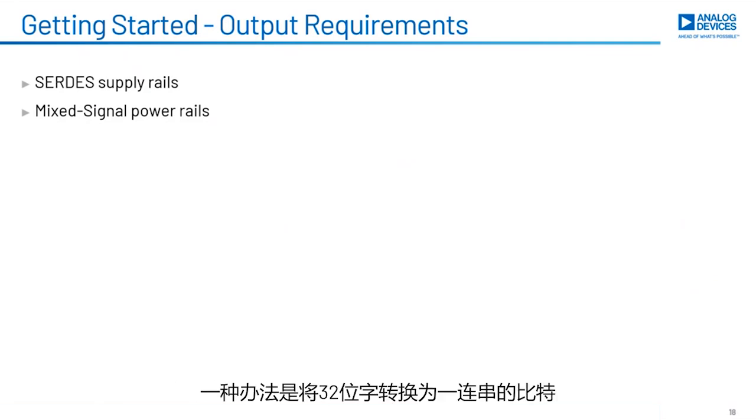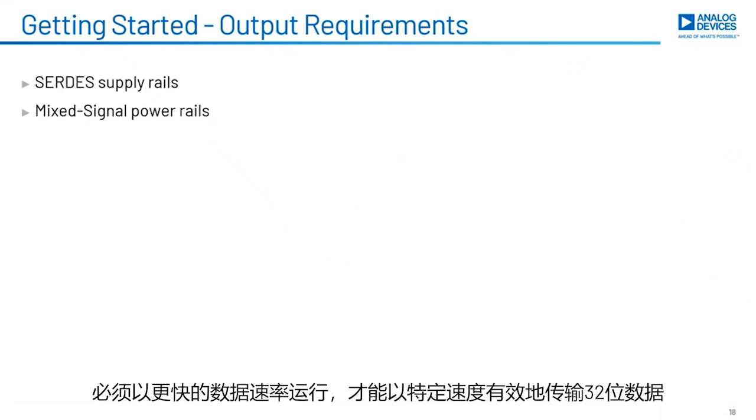one way to mitigate that is to turn a 32-bit word into a serial progression of bits that only uses 1 or 2 pins. And so now instead of 32 pins, we only need 2. And the compromise is that the serial bit stream that represents that 32-bit word has to run at a much faster data rate in order to be able to effectively deliver 32 bits at a particular speed.